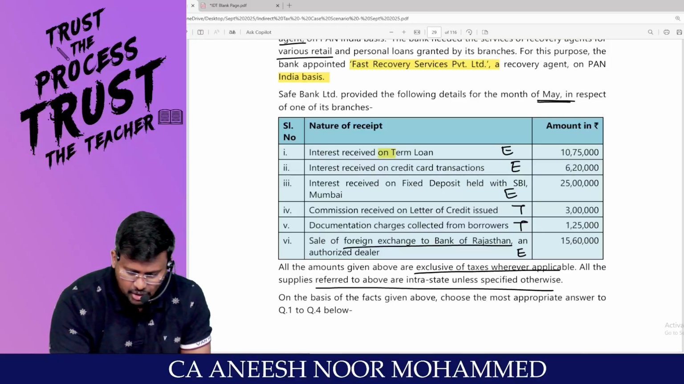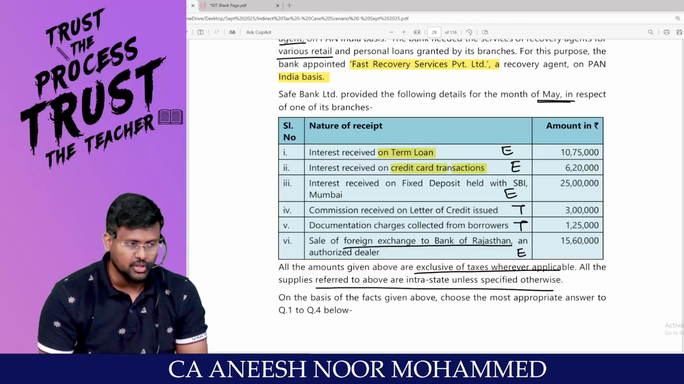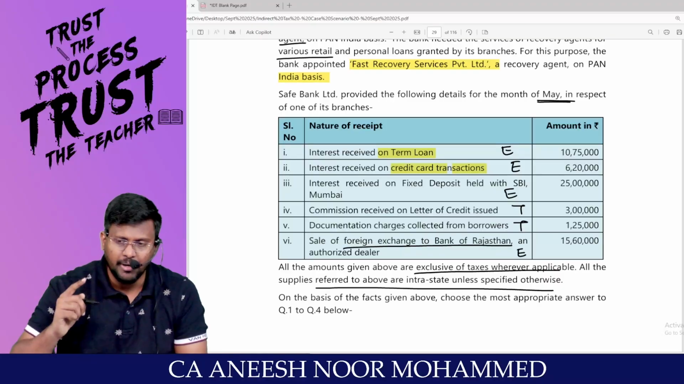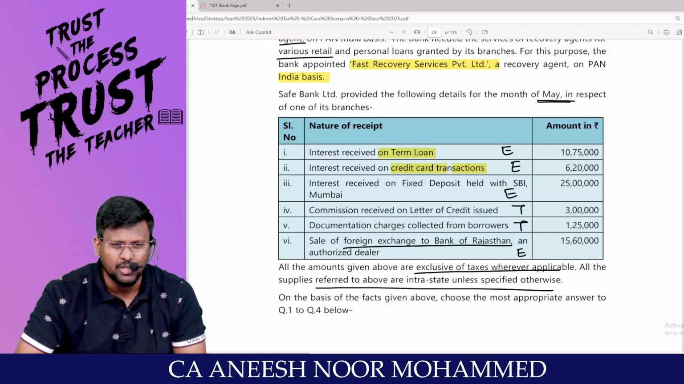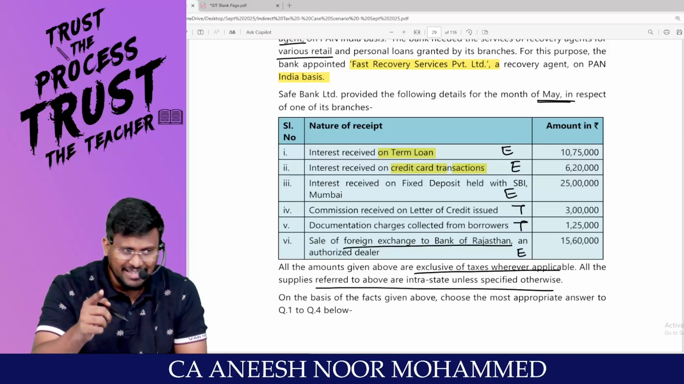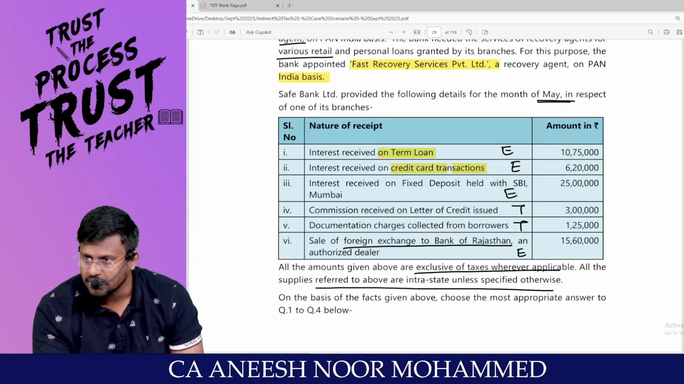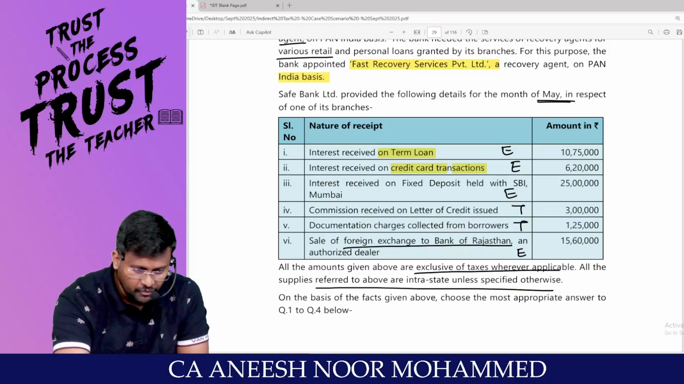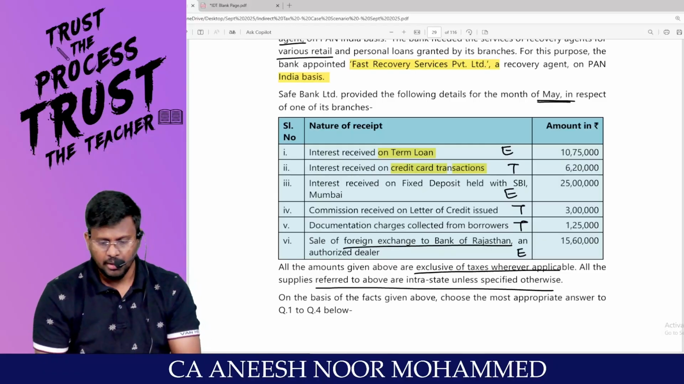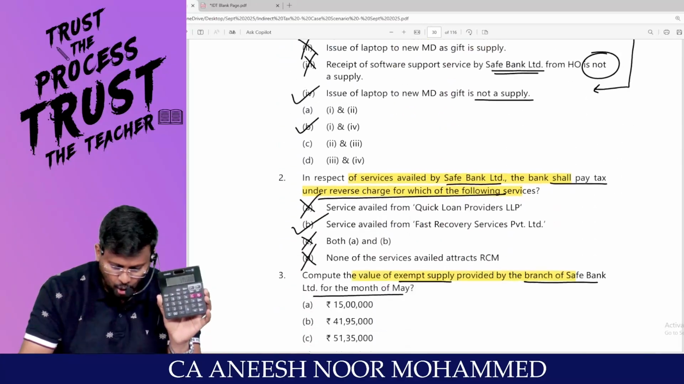Now, this is interest on term loan. Interest on credit card transaction. Sir, service provided by way of providing deposit or advance for which the consideration has been received by way of interest or discount, other than credit card services. Are you all with me? So, will this be exempted or taxable? Taxable. So 10 lakhs, now you got the answer as 57 lakh 55,000, right? Go to the option and check.